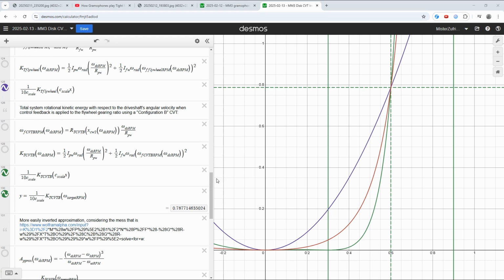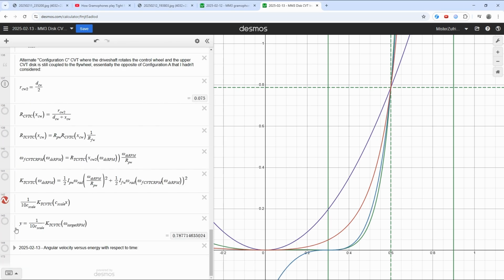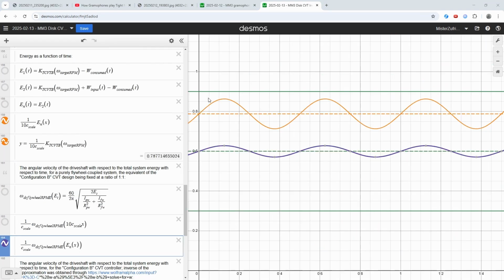But for the green curve, the flywheel speed is related to the driveshaft speed in a more complicated way that makes it very hard to solve for said driveshaft speed. Fortunately, I was able to approximate it with this blue curve, allowing me to produce these plots. Now we can see how the values change with respect to time.